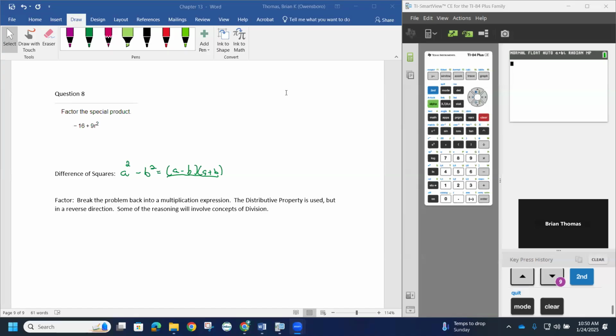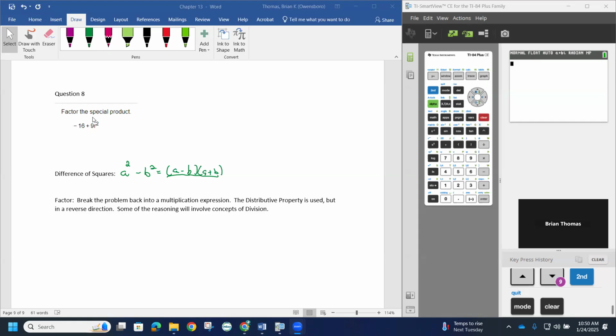So look at question A here. This one looks a little bit different than the other ones. It does say factor a special product, but notice how we need a difference of squares. Right now it's a plus sign, so it's not a difference of squares. So you would say, well, this is not a difference of squares, so I can't factor it.